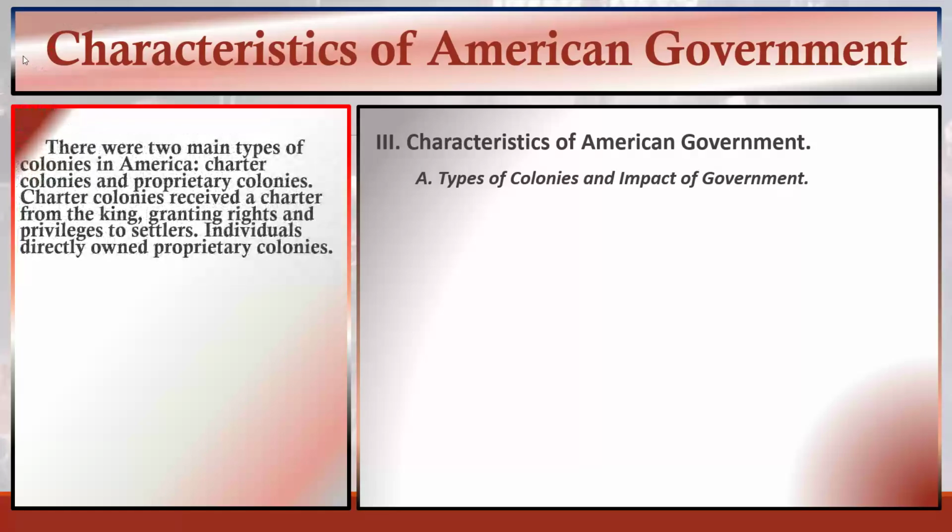I'm getting to that first paragraph. There were 2 main types of colonies in America: charter colonies and proprietary colonies. Charter colonies received a charter from the king, granting rights and privileges to settlers. Individuals directly owned proprietary colonies. By the way, there were definitions here for charter and proprietary if you looked real close. Just for a little clarification here, charter colonies have a charter.